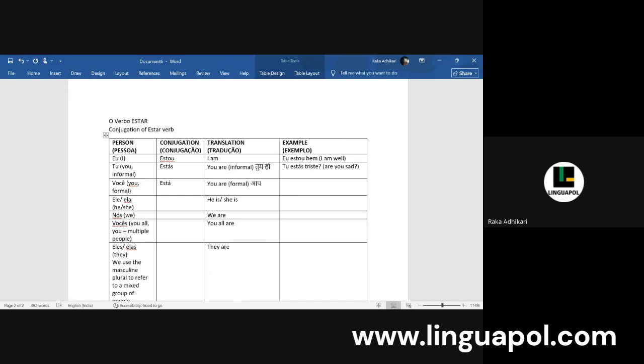For example, onde você está? The word onde, as we have seen yesterday, what is the meaning of the word onde? Where? So what will be the meaning of the sentence? Where are you? Okay. So we are talking about location which can change. That is why we are using the estar verb. Where are you?